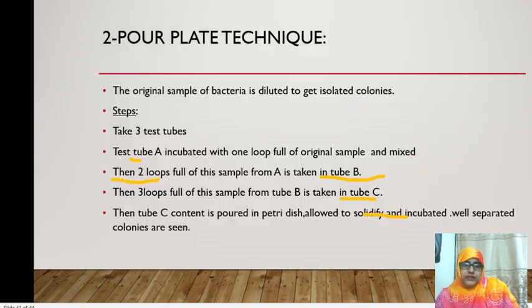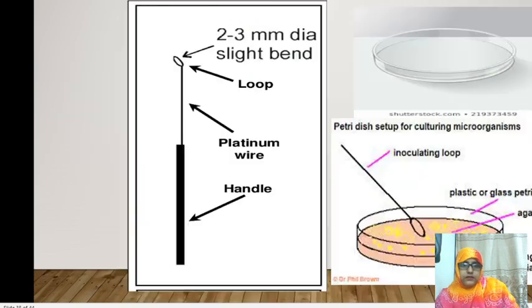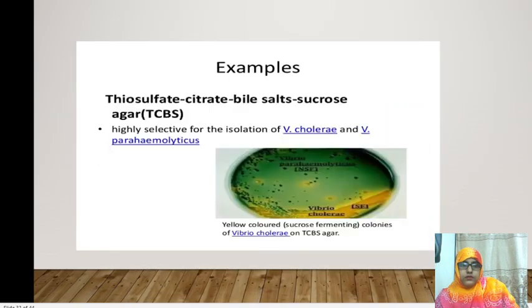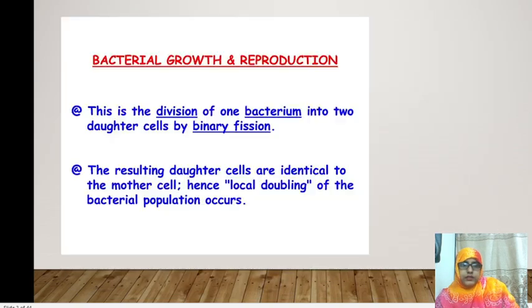Alright, these are basically different techniques to isolate these bacteria. We'll have a slight revision on this topic. First of all, we have studied bacterial growth and reproduction. We studied the division of one bacterium into 2. Then the resulting daughter cells are identical to the mother cell.